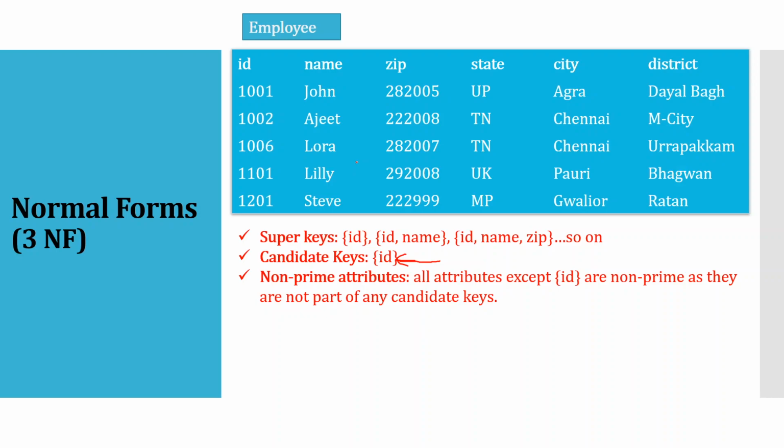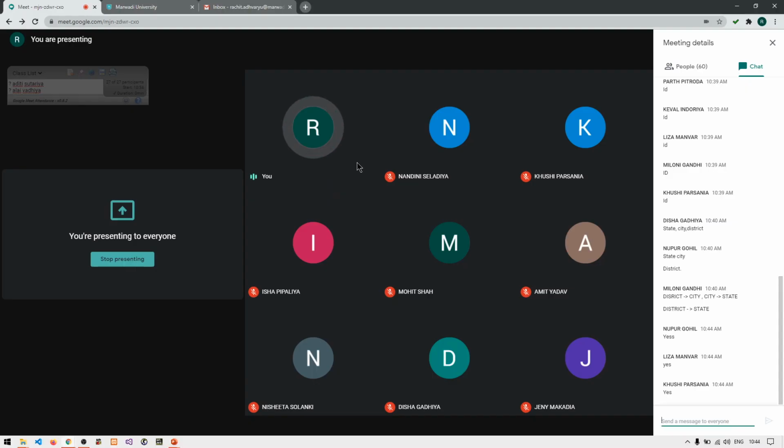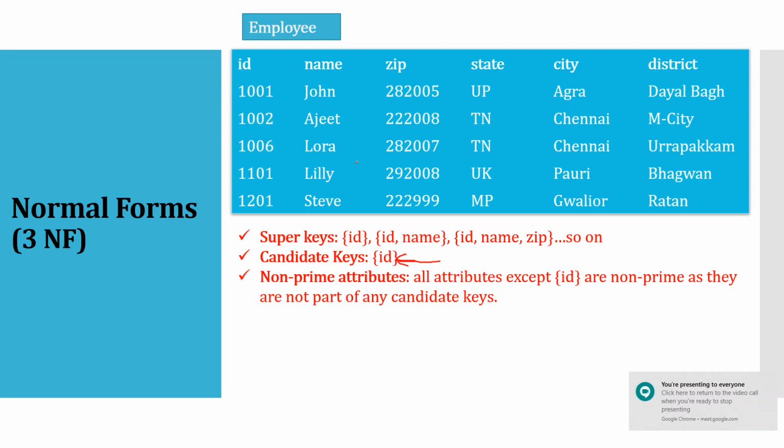Though there can be dependencies, only one candidate key is there, so we are not concerned about it. Is this clear? So now we can convert this table to third normal form because it is already satisfying the first condition, 2NF. Am I right?